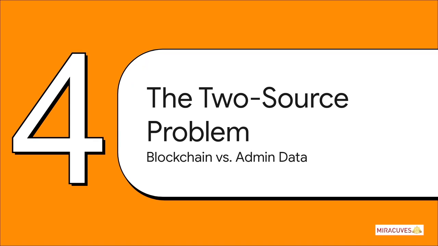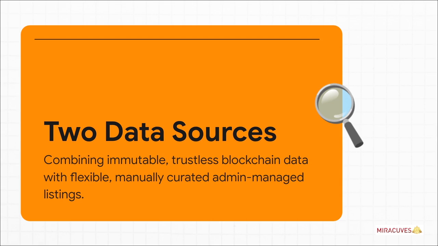Developers call it the two-source problem. And it's all about this puzzle. How do you make two very, very different kinds of data play nicely together? So what are these two sources? Well, on one hand, you have data that's pulled right off the blockchain.